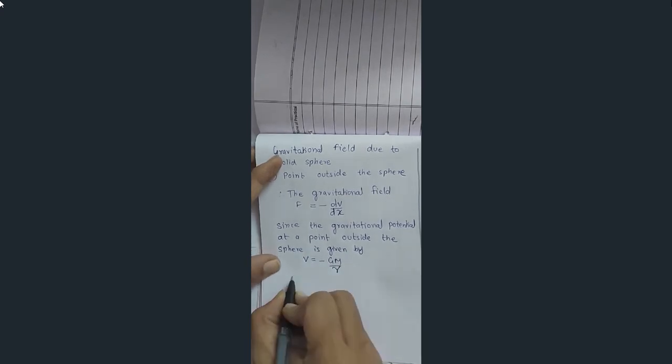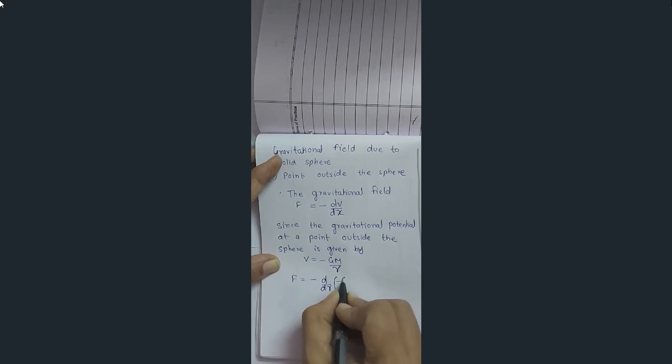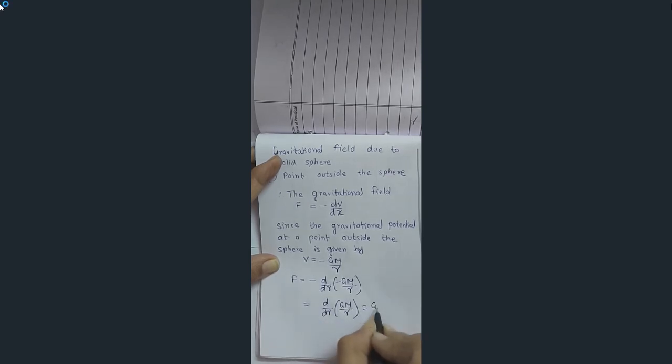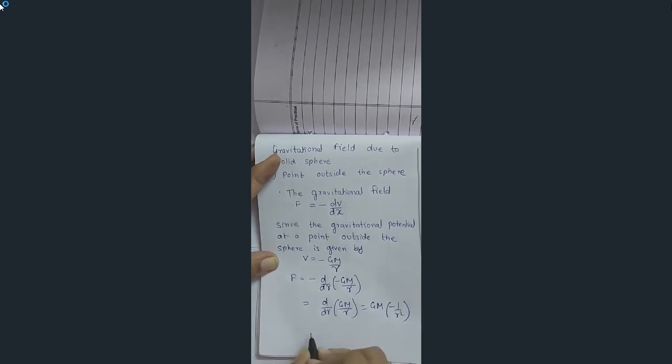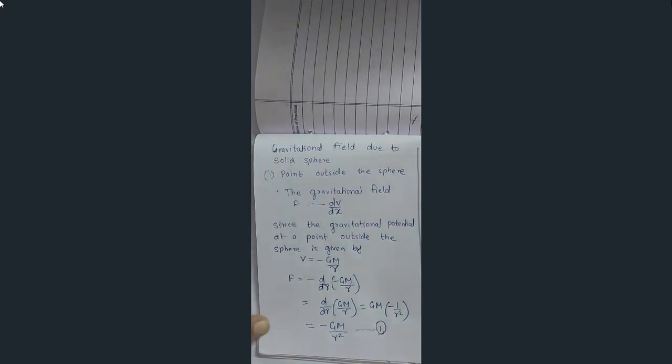Therefore F is equal to minus d/dr of V, minus GM upon r. This minus minus becomes plus, so d/dr of GM upon r. GM is constant, take it outside, GM, and it becomes minus 1 upon r square, which is equal to minus GM upon r square. So this is gravitational field due to a point outside the sphere for a solid sphere.